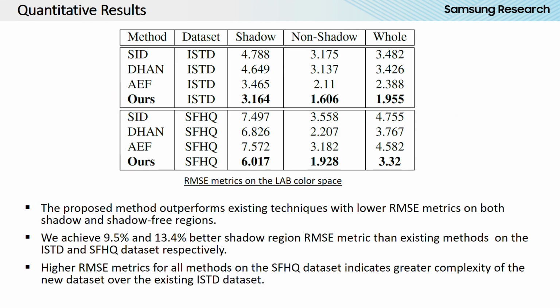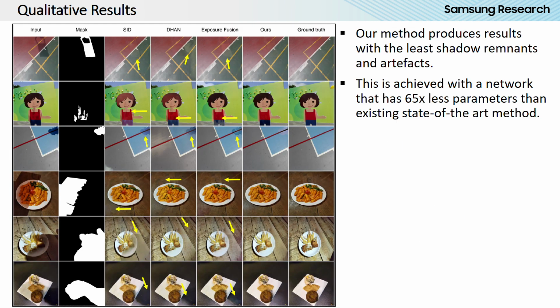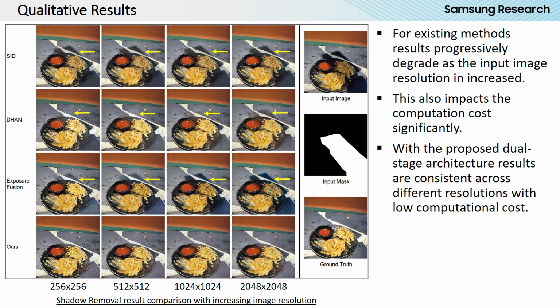The proposed method outperforms existing methods on the ISTD and SFHQ datasets by 9.5 and 13.4% respectively in terms of RMSE metrics. Qualitatively as well, the proposed method produces outputs with the least shadow remnants and artifacts across different datasets. By decomposing the shadow removal problem into two stages, the outputs remain consistent even for high-resolution images, unlike existing methods, and this is achieved with the least computational cost.